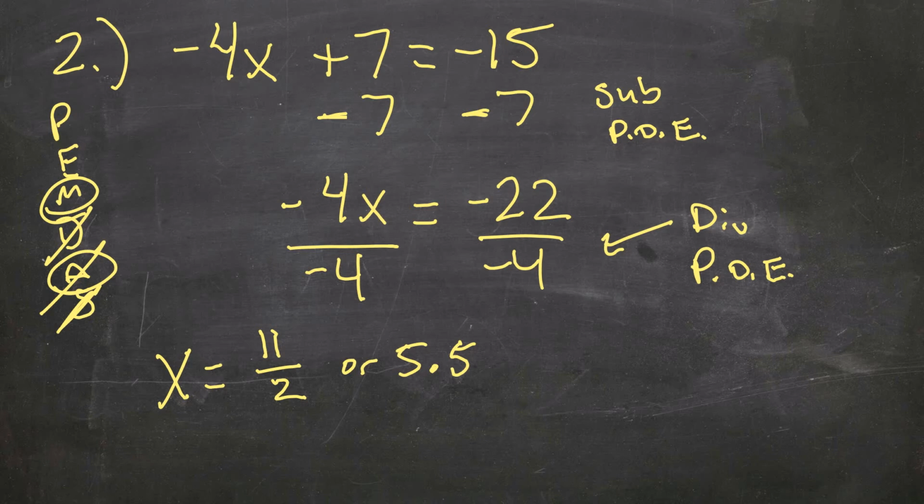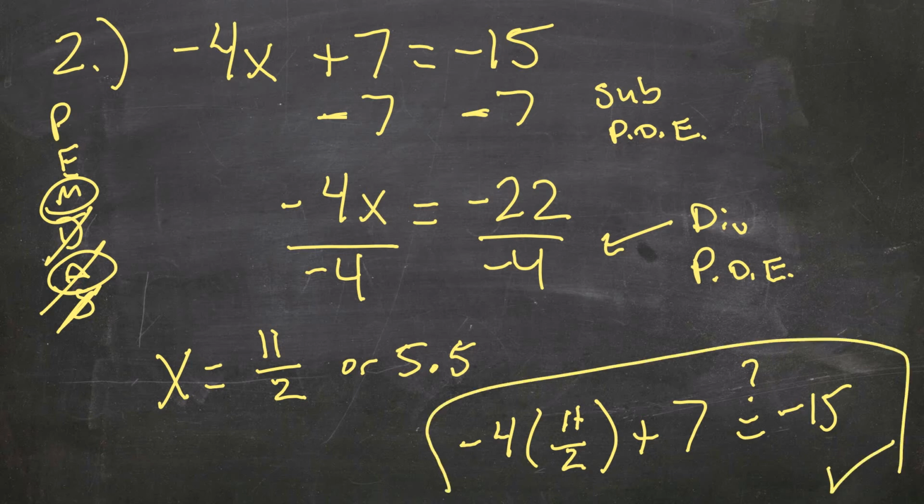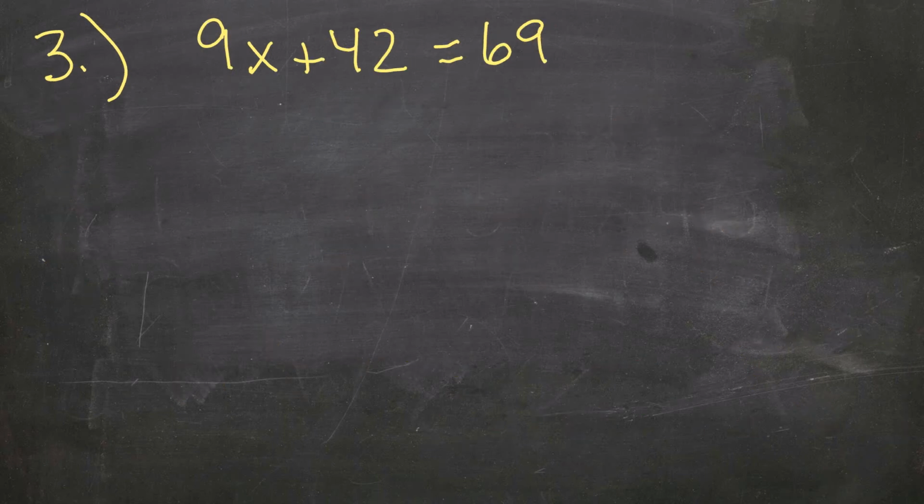So now my last step is my check step. Negative 4 instead of x, I write 11 halves. You could put 5.5. Plus 7. Does that equal negative 15? All right. Negative 4 times 11 is negative 44, divided by 2 is negative 22, plus 7 is negative 15. That works. Boom. This is our check step. All right. That's it for number 2.